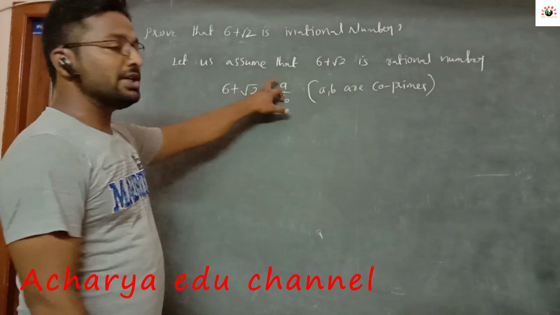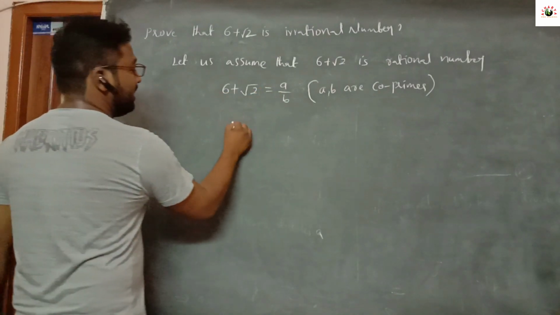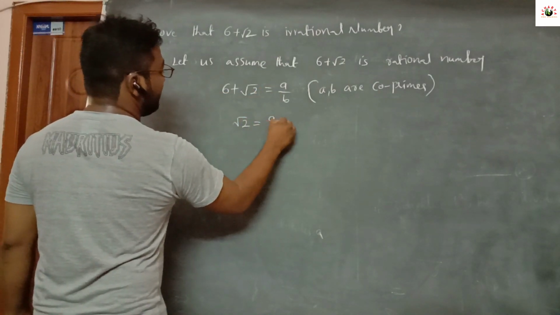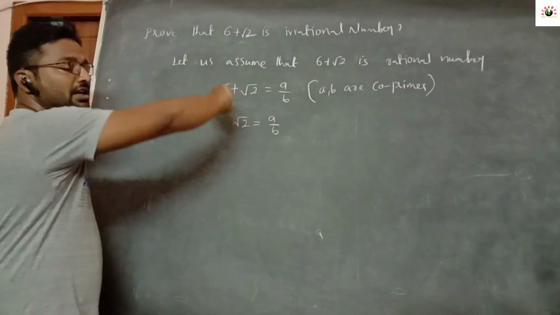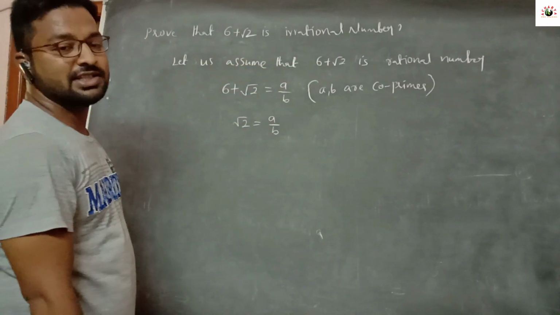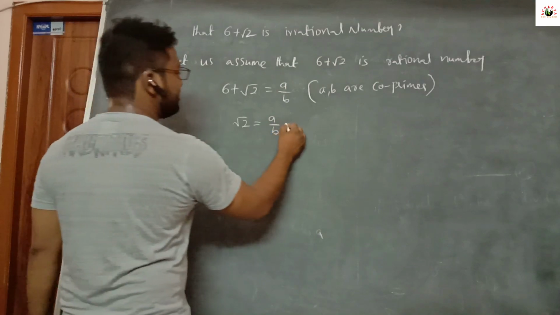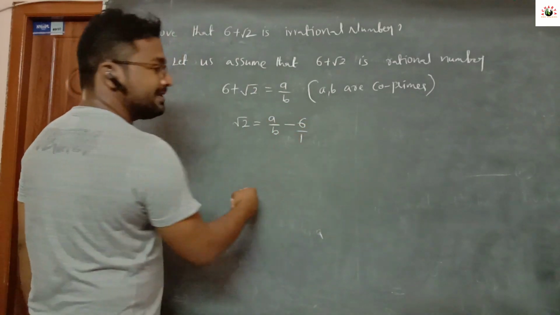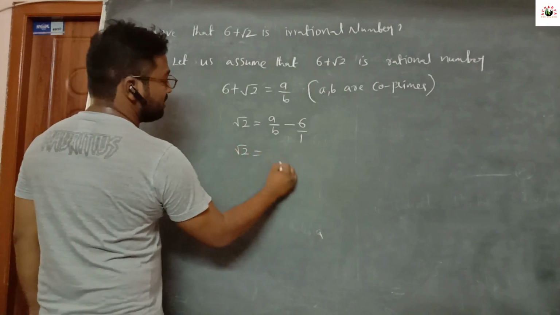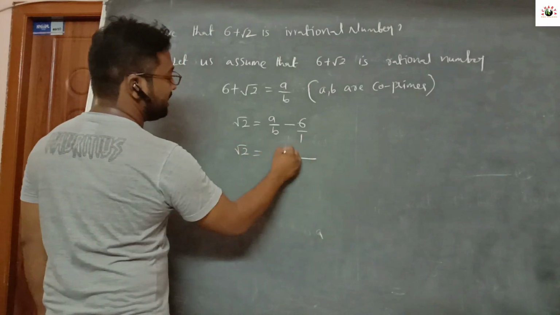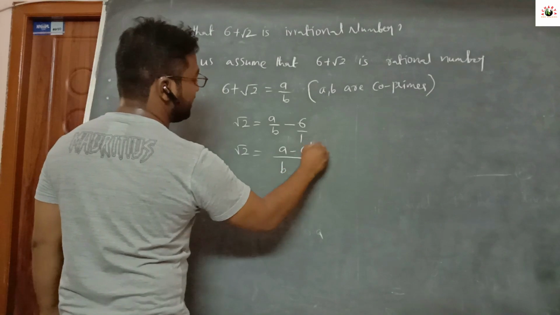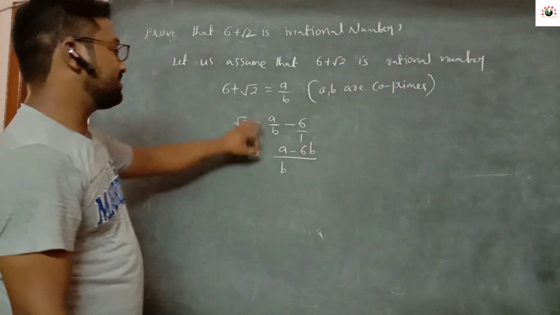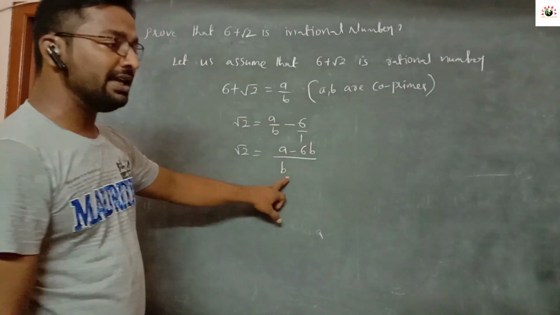Since 6 plus root 2 is equal to a by b, then root 2 is equal to a by b minus 6, transposing 6 to the right side. The plus becomes minus. Taking LCM, root 2 is equal to a minus 6b, divided by b. So here a minus 6b by b.